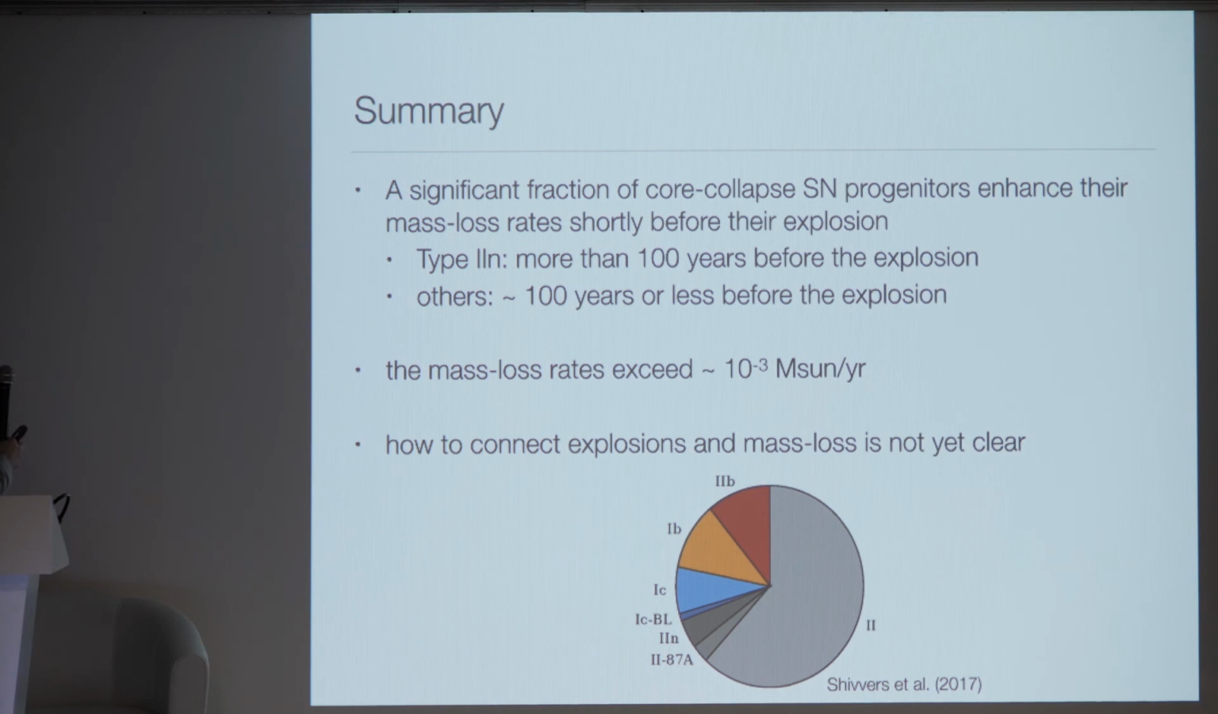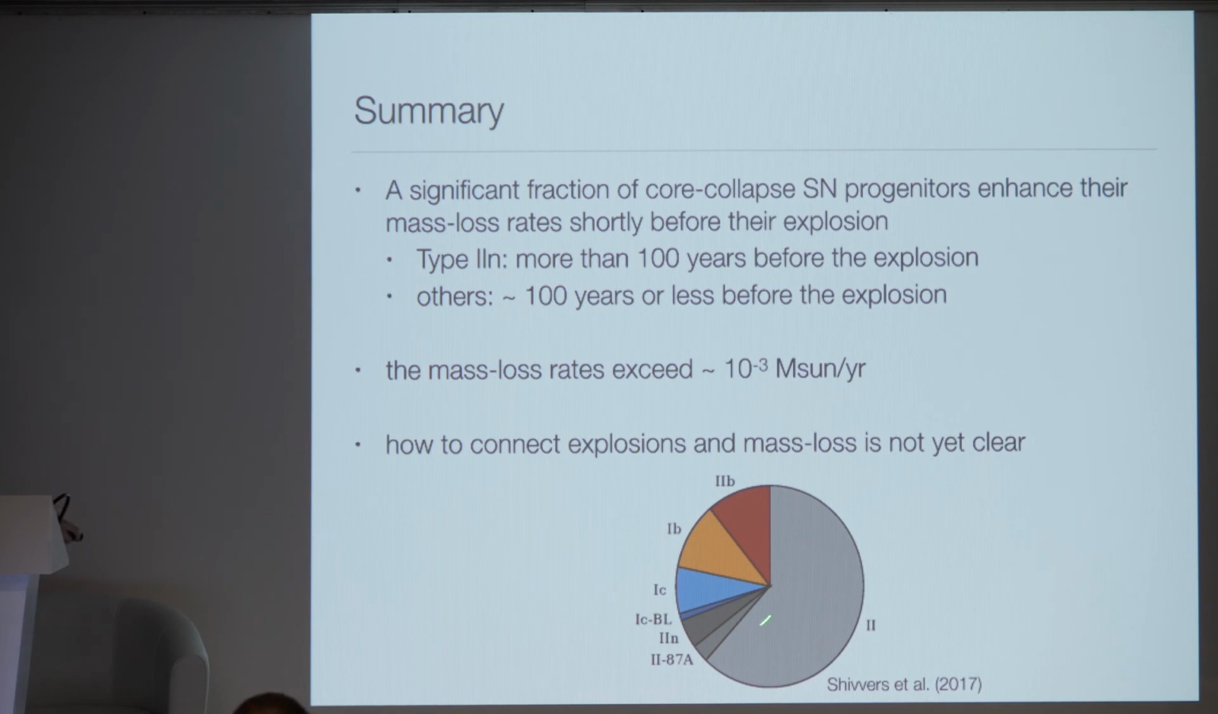And the other type II supernovae, ordinary supernovae, still somehow seem to have dense circumstellar matter, but this dense circumstellar matter is located just above the progenitor. So the mass loss enhancement should be on a much shorter time scale. And how to connect this explosion and mass loss is not yet clear.